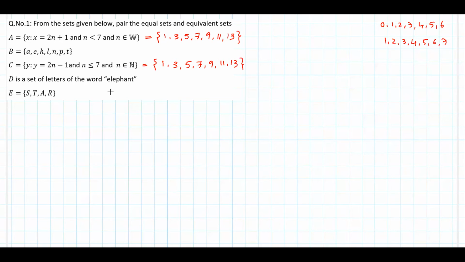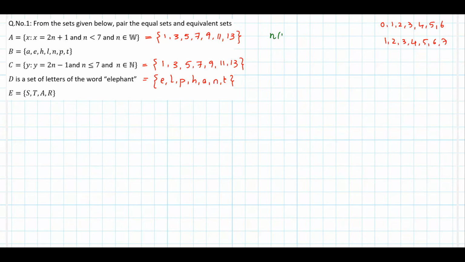All right. Now, set D. What is set D here? Letters of the word elephant. So E, L, and we are not going to write this E again because it is already present. Sets will not allow duplicates. So P, H, A, and T. All right. Now, set E is already in tabular form. So we have all sets in tabular form. That's clear.